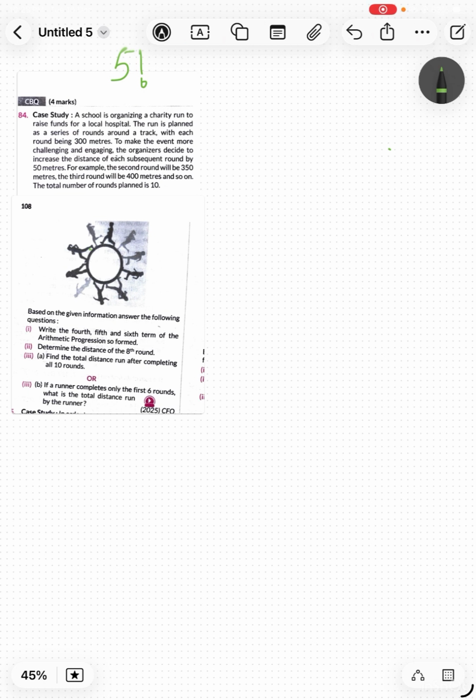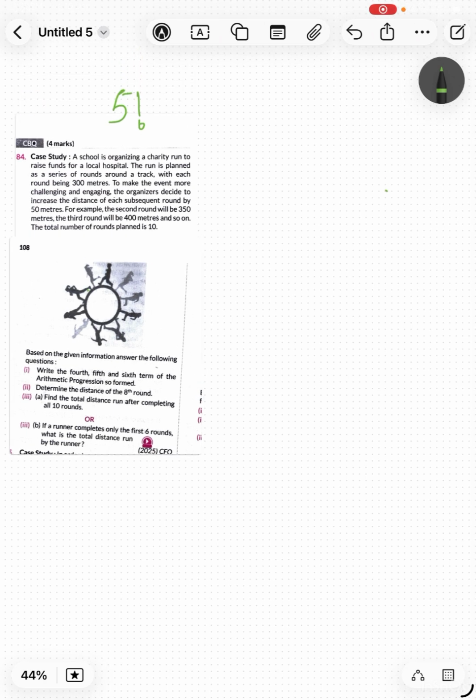So today we are doing the case-based questions of the chapter Arithmetic Progression. This question was asked in the 2025 board examination. So let's get started with the question.